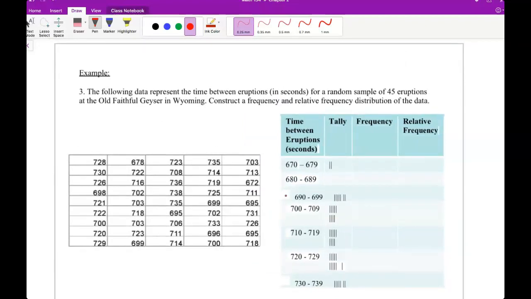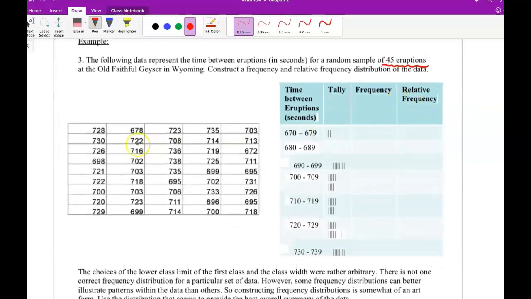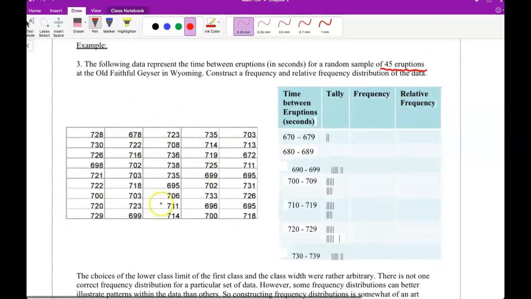Example number 3. The following data represent the time between eruptions, in seconds, for a random sample of 45 eruptions. We should construct a frequency and relative frequency distribution of the data. So this is what we have here on this table, and here we have time between eruptions. These classes are based on the data that we have here.